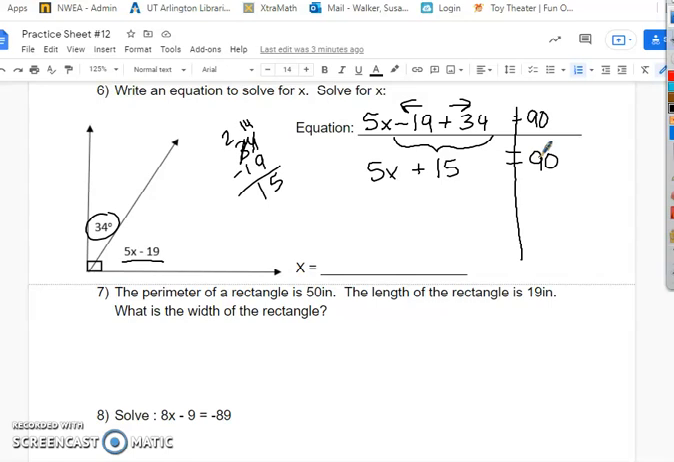Okay? And then from here, I know you can solve it, right? Minus 15, minus 15, right? So I want you to solve it from here.